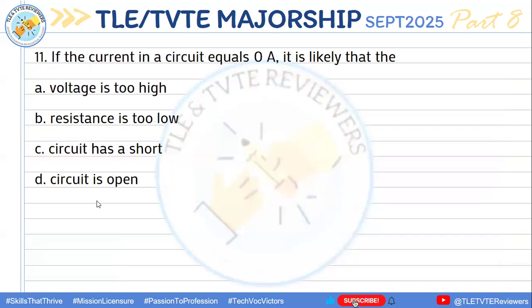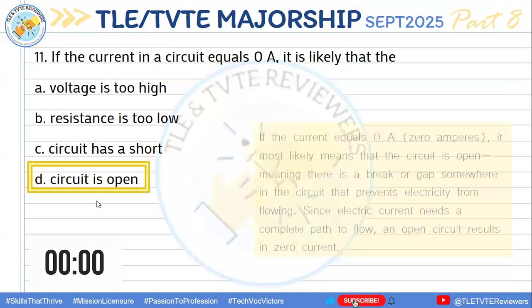Number 11, if the current in a circuit equals 0 amperes, it is likely that the A, voltage is too high, B, resistance is too low, C, circuit has a short, D, circuit is open. Answer letter D, circuit is open.